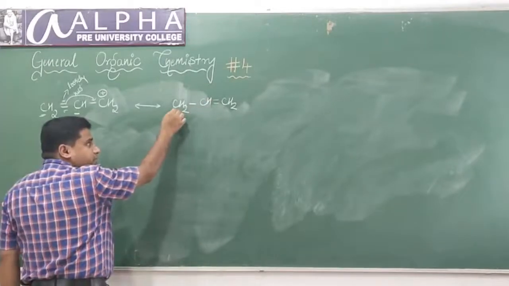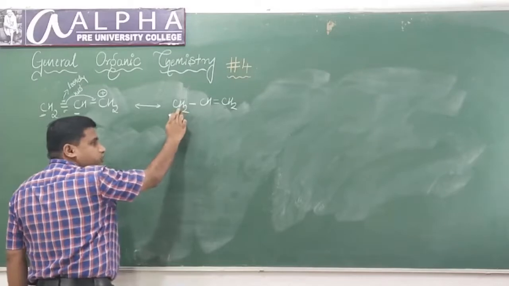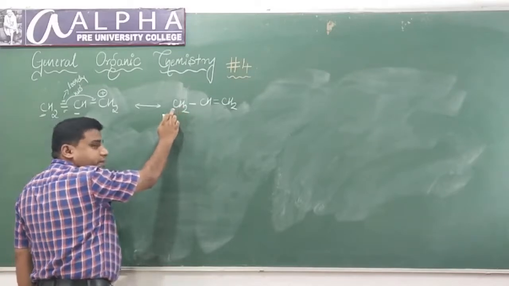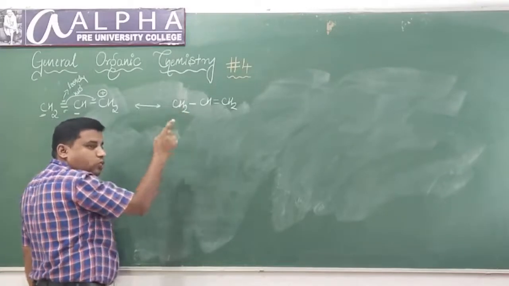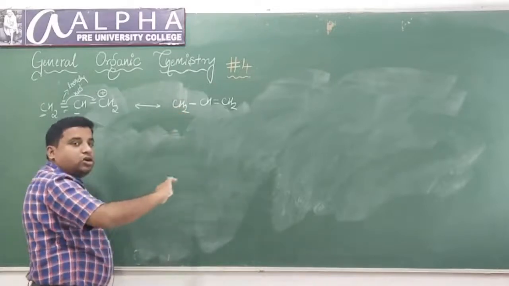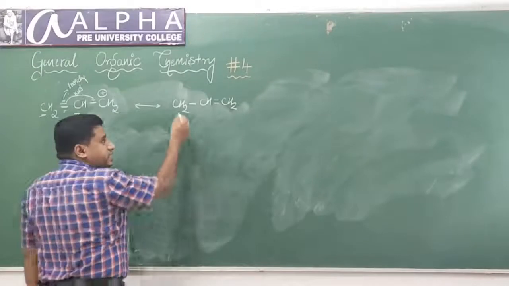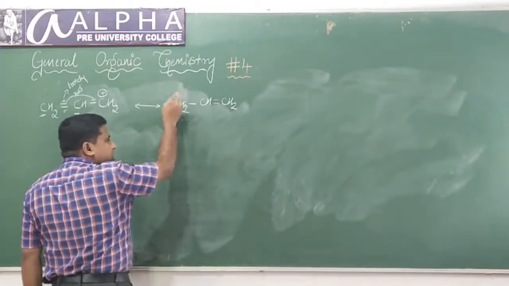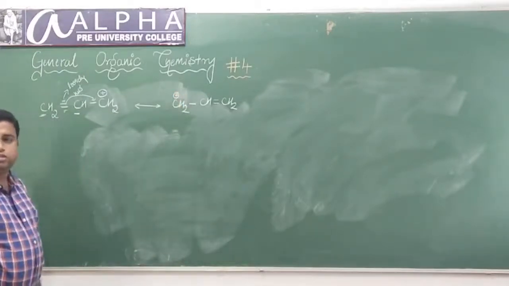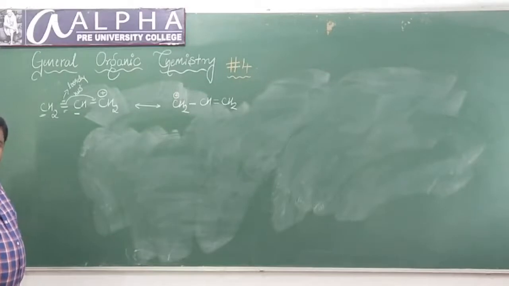But look at this carbon. 1, 2, 3. The valency of this carbon is just 3. It has got one more valency, since all 4 valencies are not satisfied. Since its valency is not satisfied, this is going to get a positive charge here. This will get a positive charge. Are we clear? Any doubts?